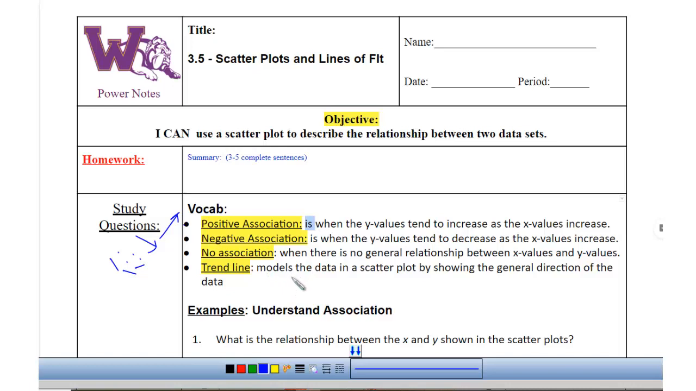And then a trend line is what we use to model that data. We're going to pick 2 points. We fit this line to as many points as possible, and then we're going to find the equation in slope-intercept form of that trend line. The sole purpose of doing that is so that we can understand some additional information about the data, or to make estimations or predictions using that trend line.